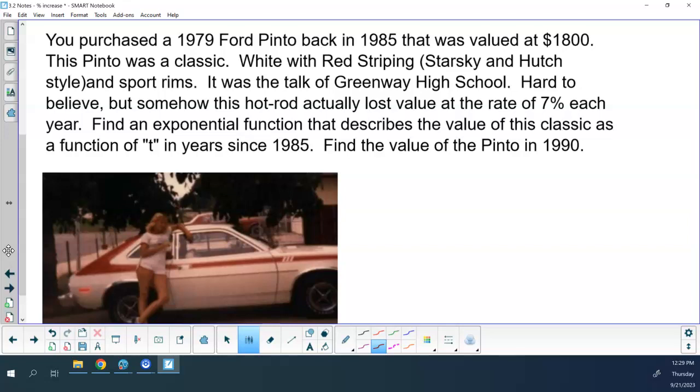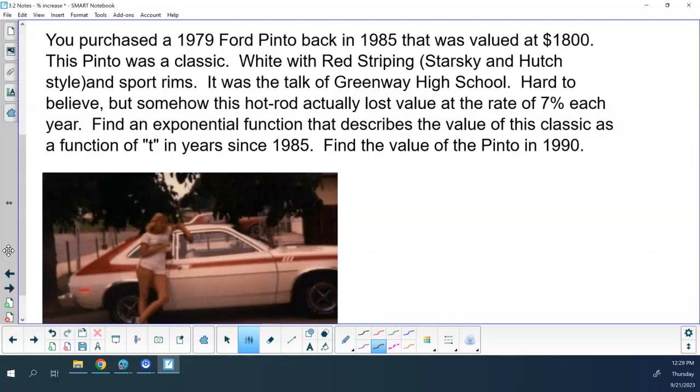Hard to believe, but somehow this hot rod actually lost value at a rate of 7% each year. Now, for those of you in the back that can't really see the old grainy 1985 photo, that is the one and only Trig Mama in front of said Pinto. That's her actual Twitter.